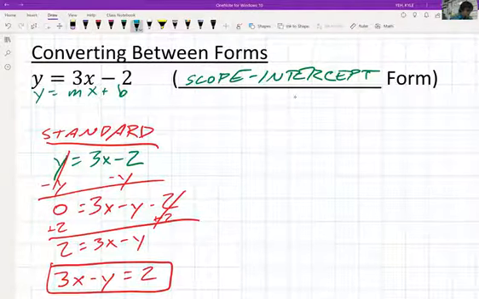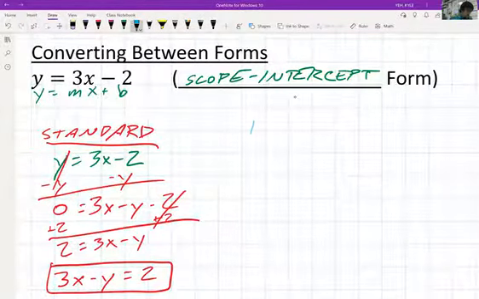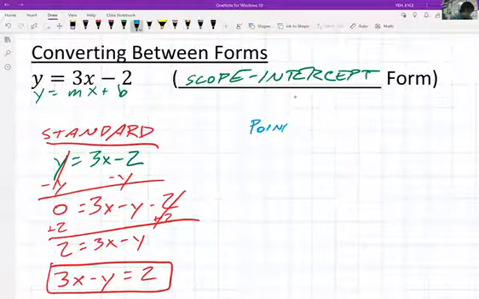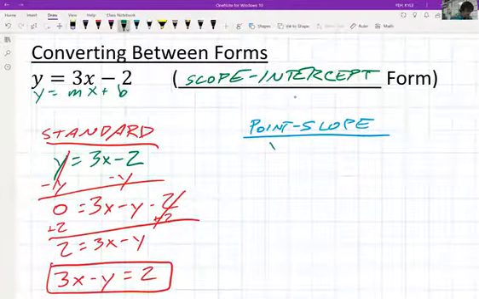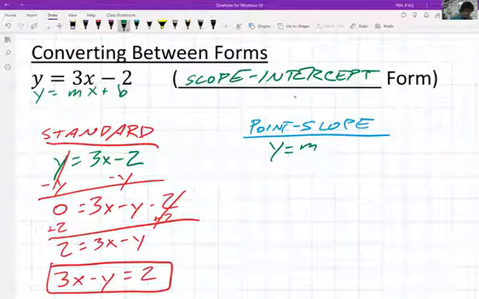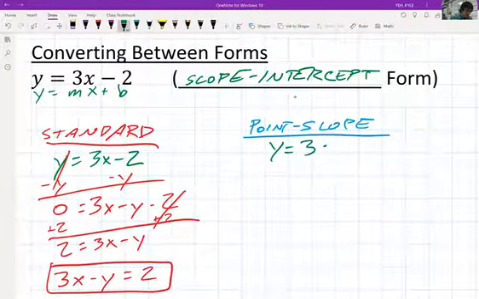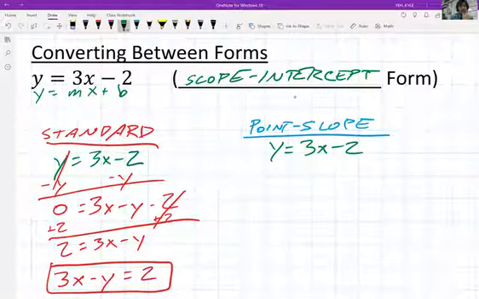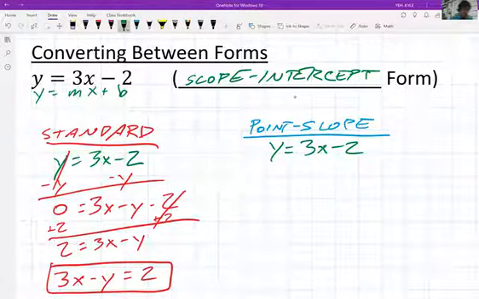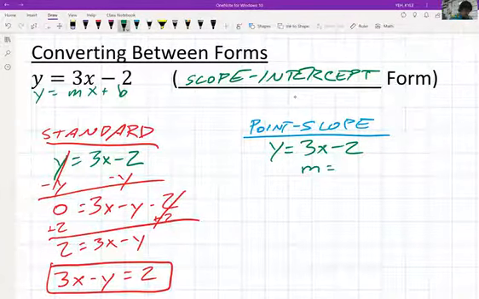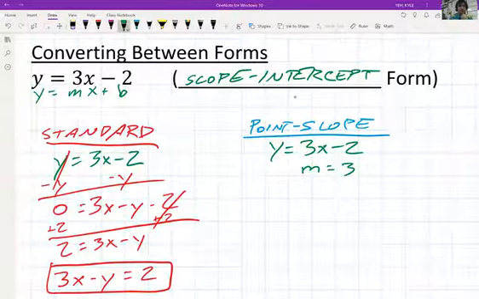We have slope-intercept. What about point-slope? How do we get our starting equation, which was in y equals mx plus b, I'll write the actual numbers, 3x minus 2, how do we get that into point-slope form? Well, if you think about this, we have the slope already. Slope equals 3. It's that y equals mx plus b.